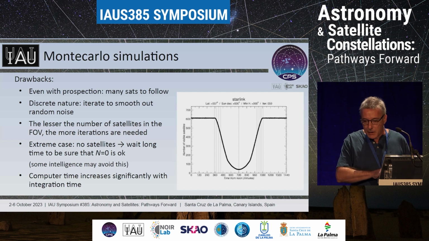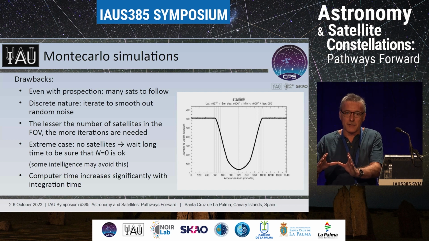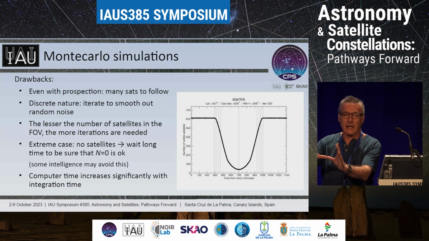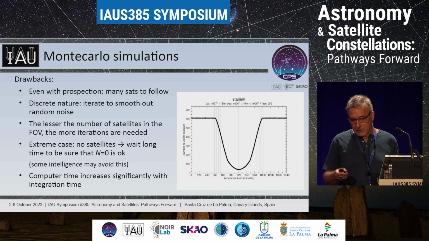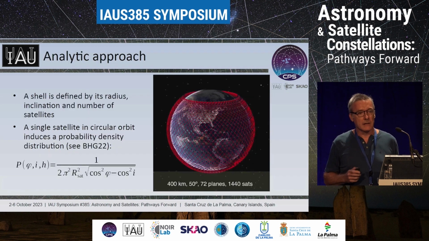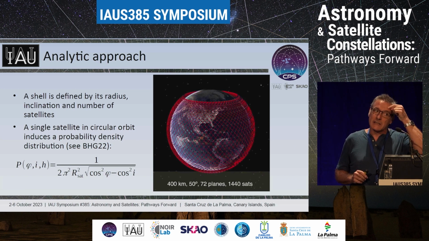Also, the lesser the number of satellites in the field of view, the more iterations you need to avoid small number statistics. The extreme case is when you have no satellite in your field of view. You have to wait for a very long time to be sure that 0 is a good approximation to the number of satellites you have. And of course, computer time increases significantly with integration time. So that was the Monte Carlo or the discrete approach.